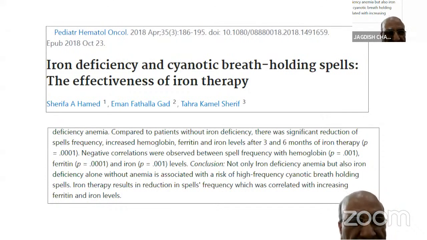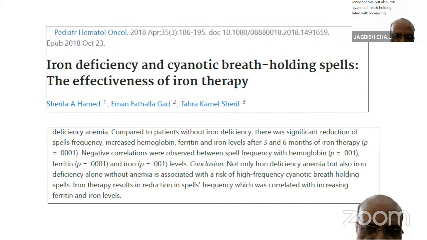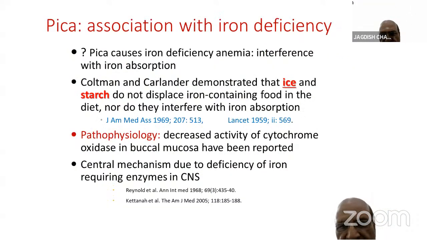A 2018 meta-analysis showed not only iron deficiency anemia, but also iron deficiency without anemia is associated with a risk of high-frequency cyanotic breath holding spells. And iron therapy results in reduction in spell frequency, which was correlated with increasing ferritin and iron levels. So this is one clinical feature with which the children might be brought, and it is our duty to look for iron deficiency in all such cases. Another important clinical feature which might be present in patients with iron deficiency is pica.